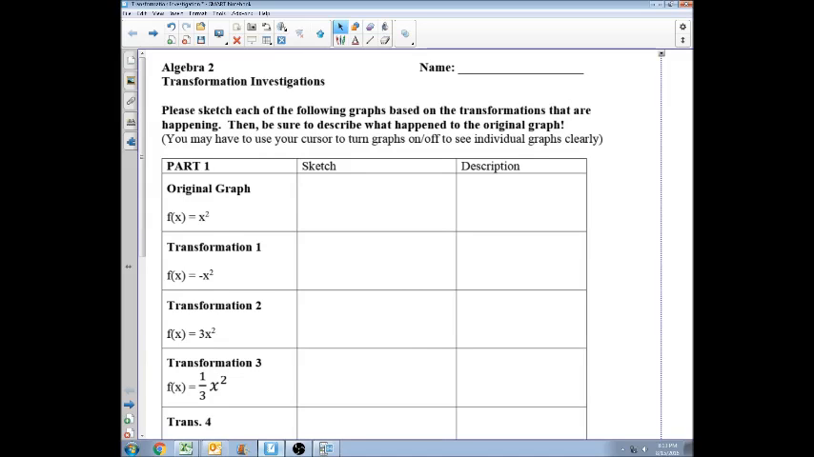This lesson is for my Algebra 2 class. This is going to be an investigation on the transformations of different graphs from the parent function. So what we're going to do is sketch each of the following graphs based off of what we see from our graphing calculator.